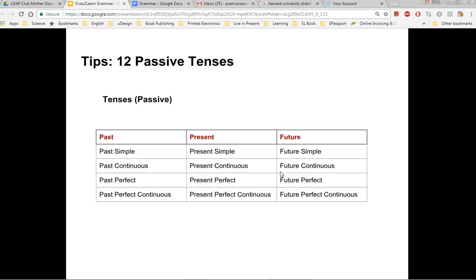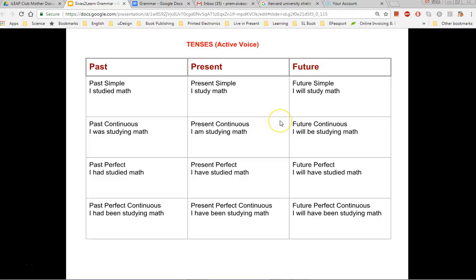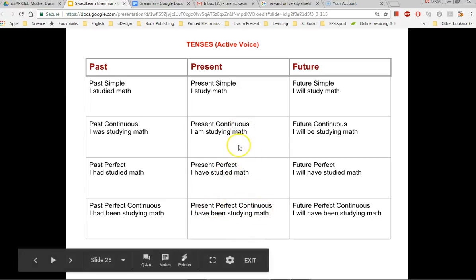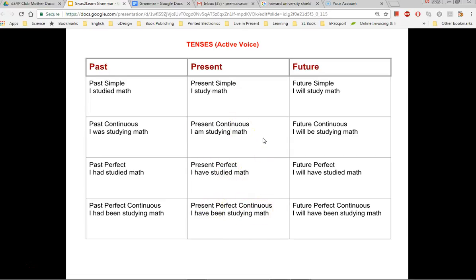Okay, so I'm going to cover that one. So 12 active tenses. I will explain to you what active and what passive tenses are. But so 12 active and 12 passive. So active tenses I just covered. Present simple, present continuous, present perfect, present perfect continuous. Some people call this one a present progressive, but we will stick with present continuous.